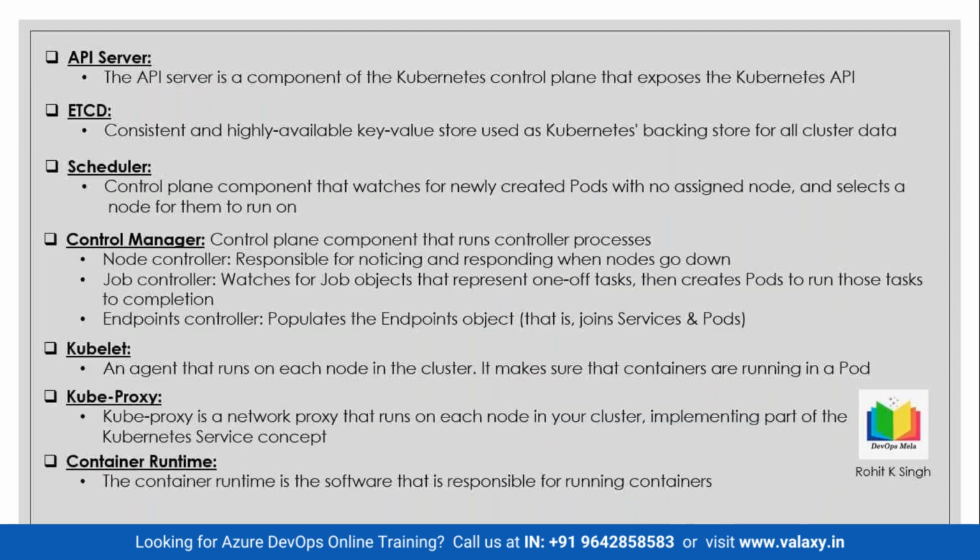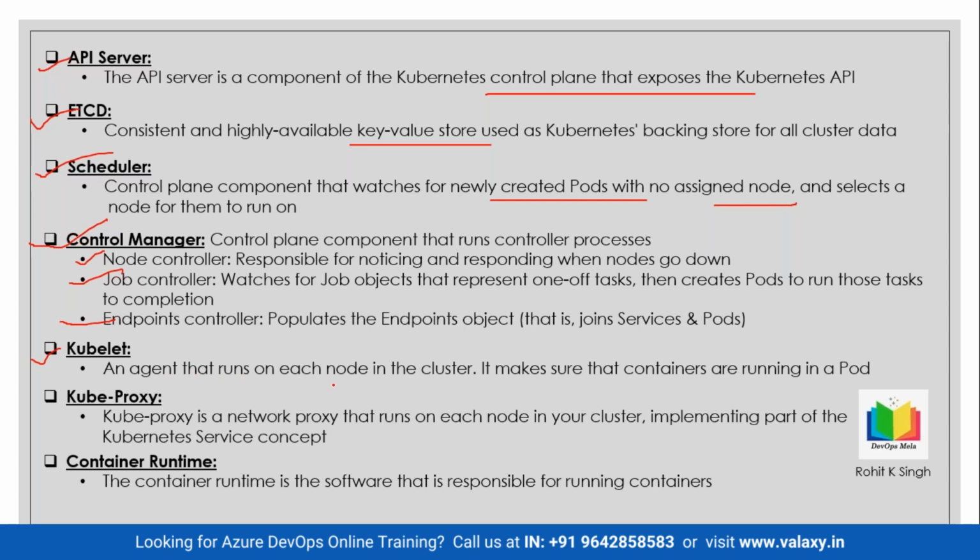Now this is what the API and all the definitions are given. API server is a component that exposes the Kubernetes API. etcd is a highly available key value store. Scheduler watches for newly created pods and assigns nodes. Controller manager, there are so many controllers: node controller, job controller, endpoint controller. There are so many others also, guys. This is just a few of the controllers I've added over here.